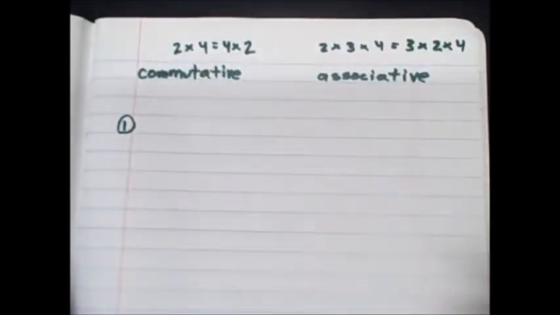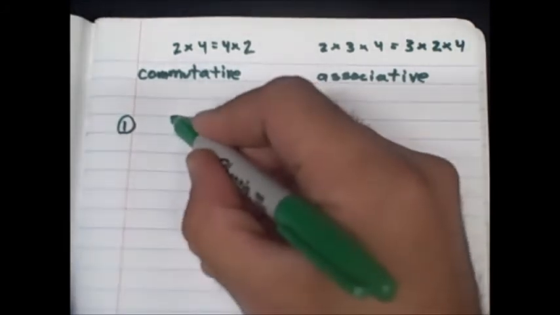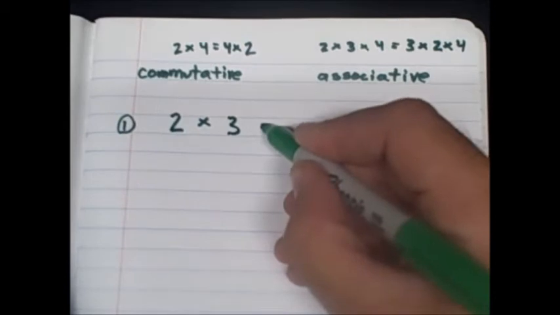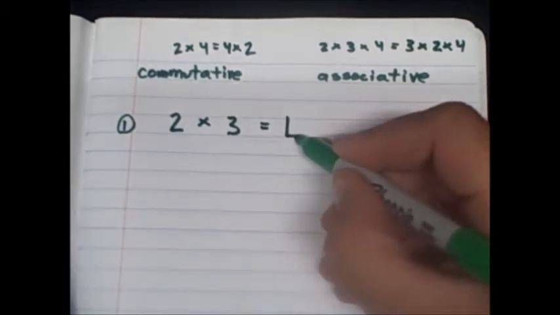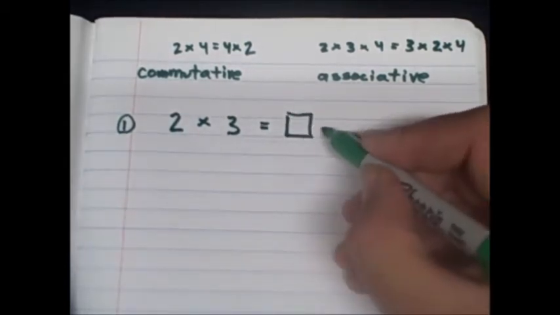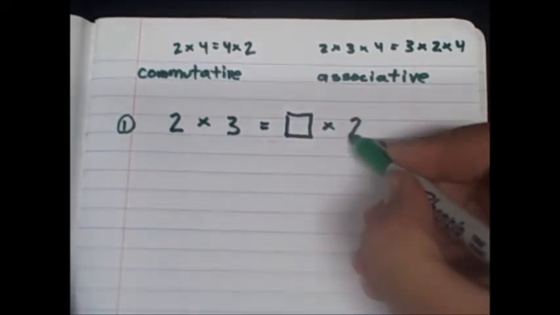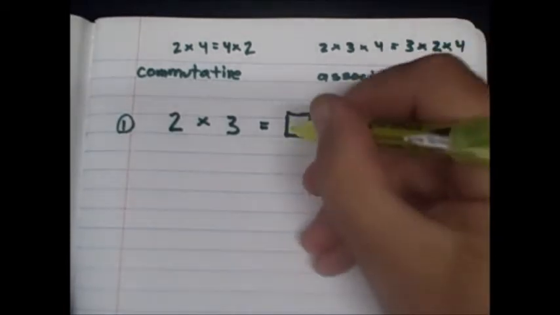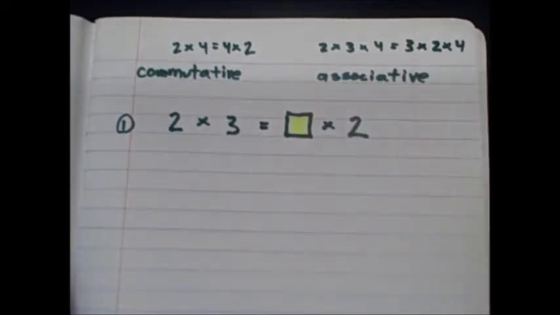Number 1 is going to be 2 times 3 is equal to something times 2. Please find the property of multiplication used and the missing number. You may pause the video while you work.